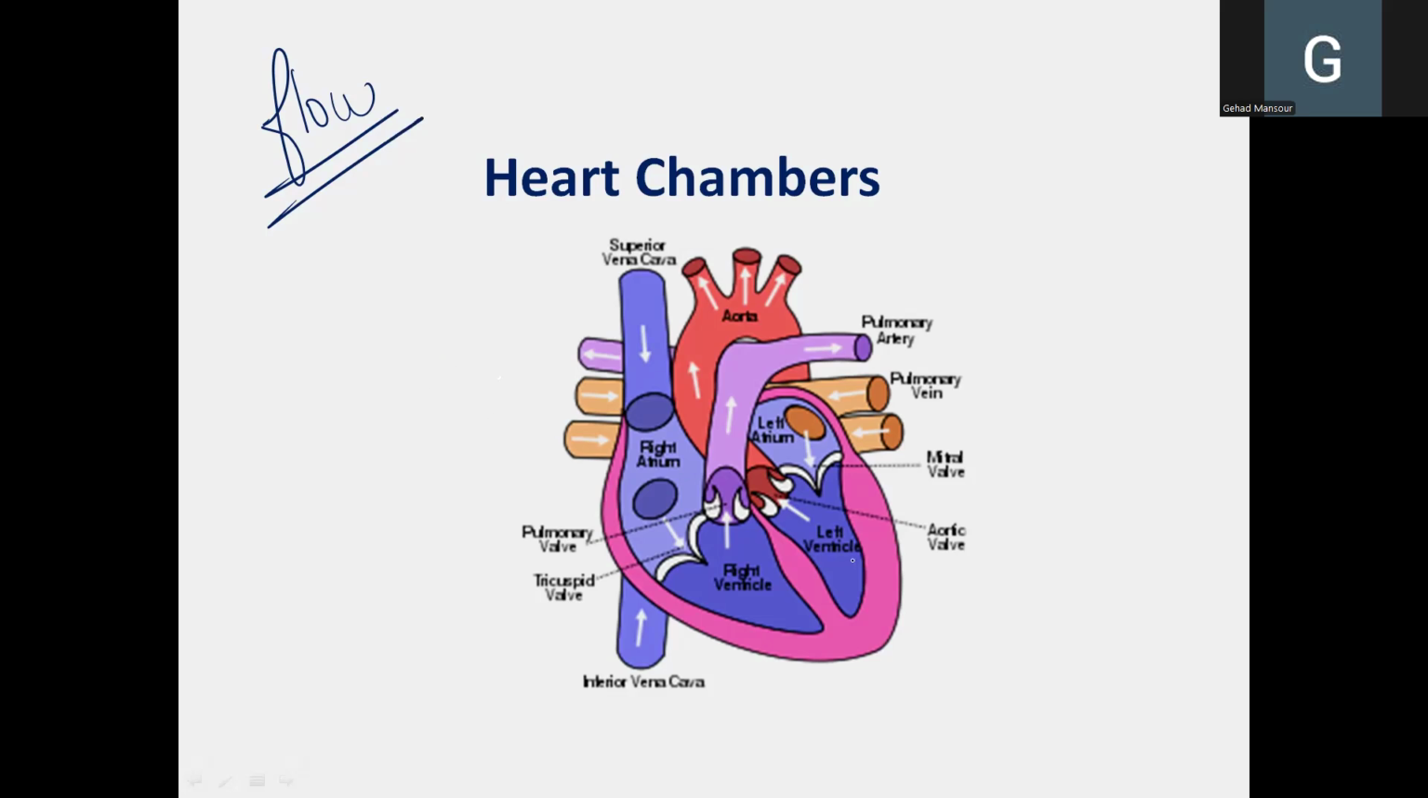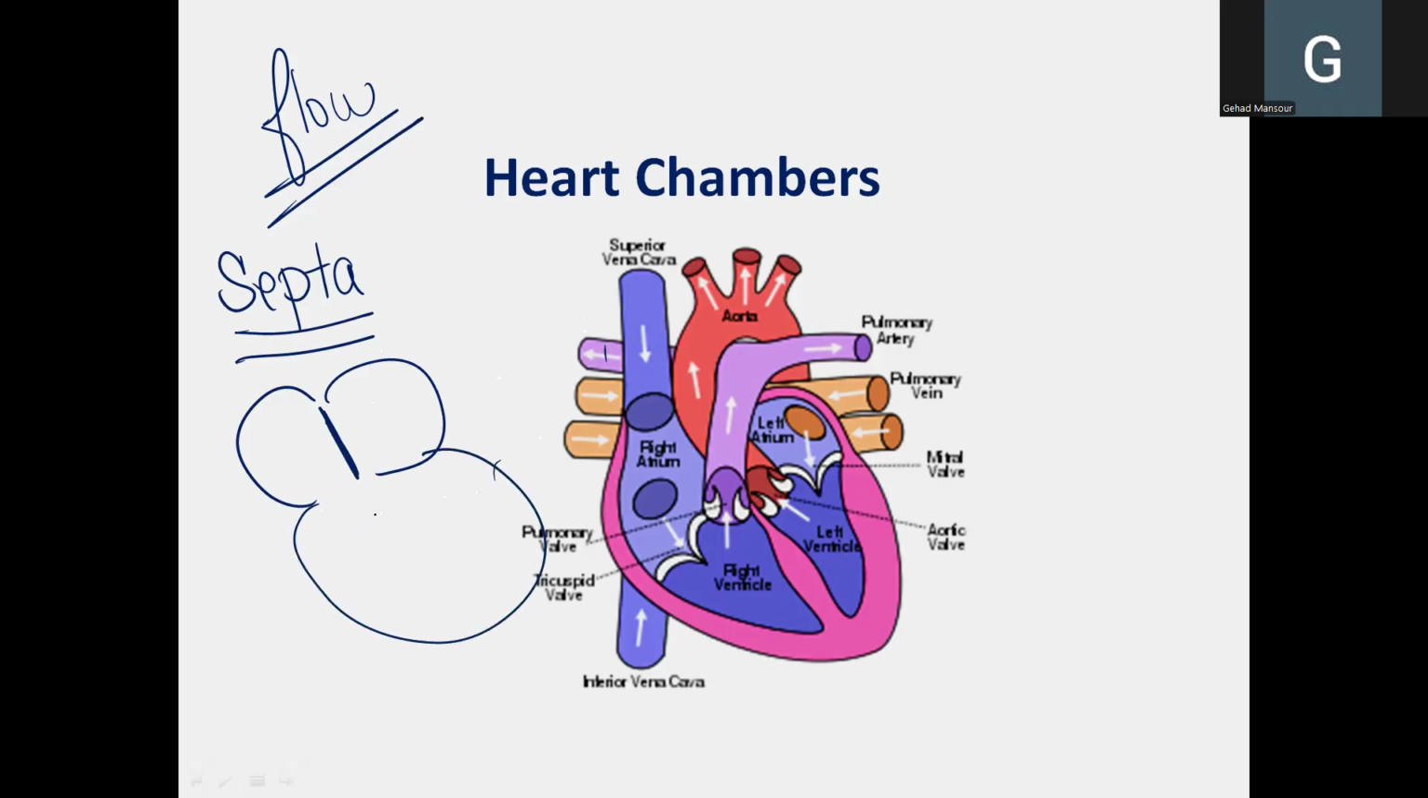First thing, you have to mention the importance of the septa. We have two septa: a septum between the two atria, the interatrial septum, and another septum between the two ventricles. So you should start by mentioning the importance of the septa. They prevent mixing of deoxygenated blood on the right side of the heart with oxygenated blood on the left side of the heart. So this is important to know.